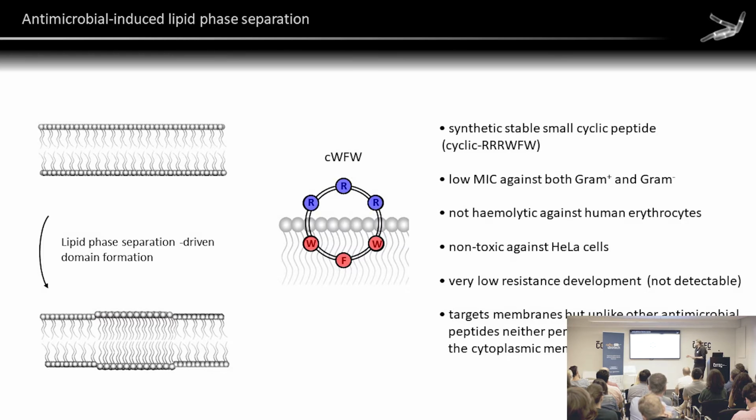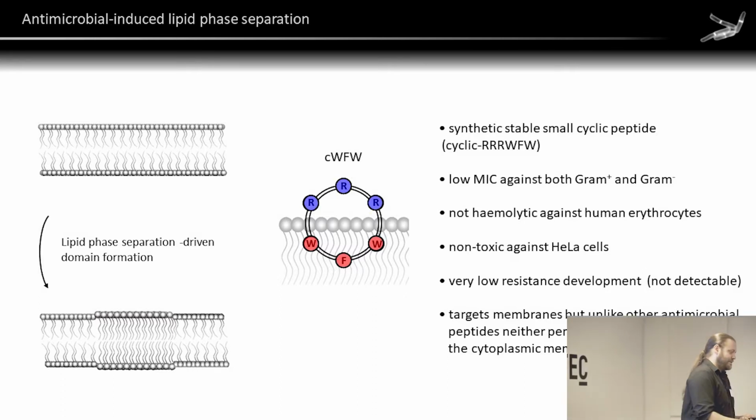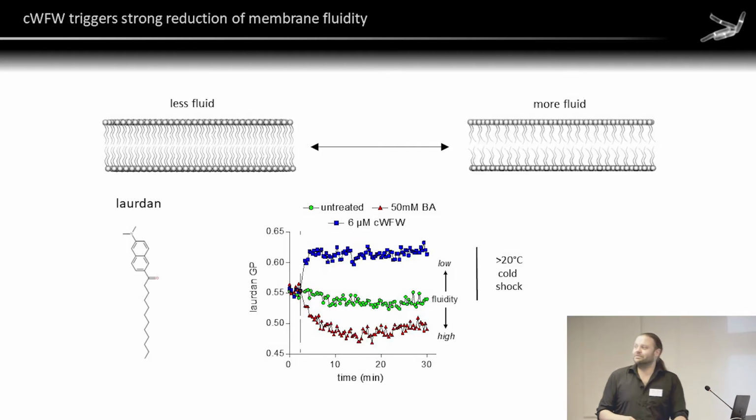So we can't detect any resistance development against this one. We know it targets the membrane, but when we started this study, we didn't really know what it does. We're not going to go into detail, but what makes it special is that, unlike any other antimicrobial peptide studied so far, it neither permeabilizes nor depolarizes the cytoplasmic membrane, yet it does something. What this something turned out to be is actually quite cool.